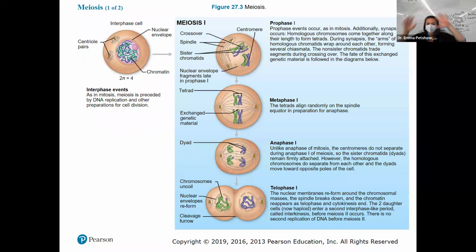In metaphase 1, that's when they actually get to line up in the middle, much like mitosis. Anaphase 1, we start seeing that pinching or that division, that pulling of the material from one side to another. And then telophase 1, we see pinching of the cell and separation.